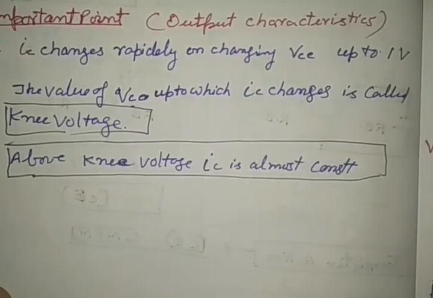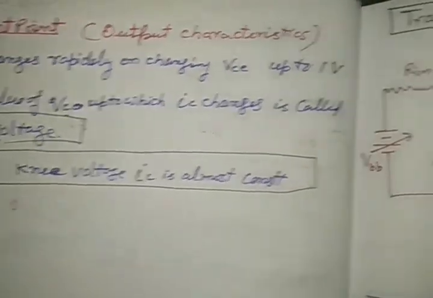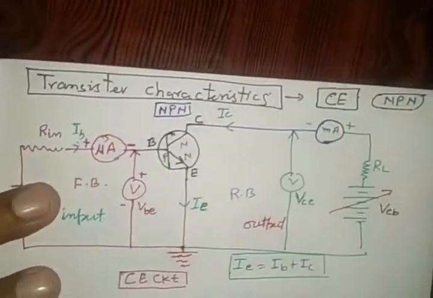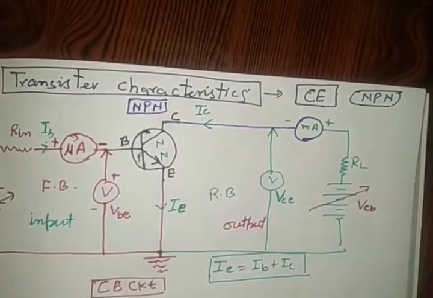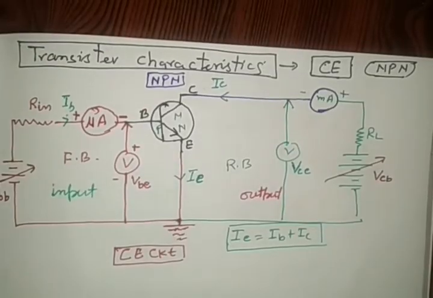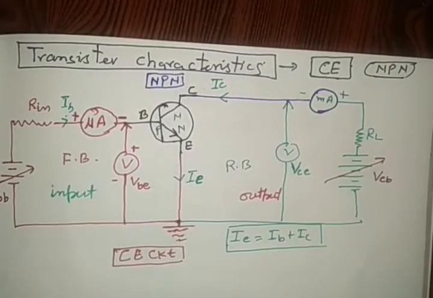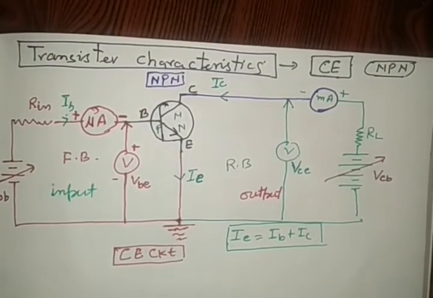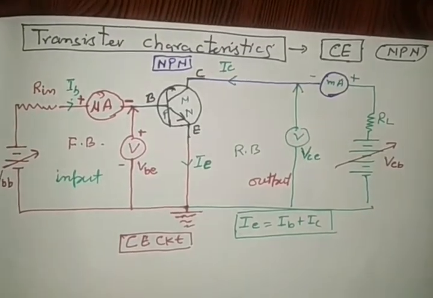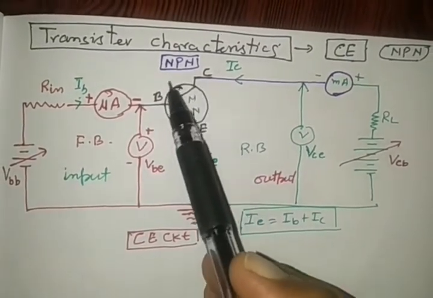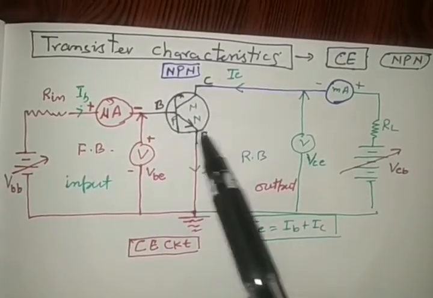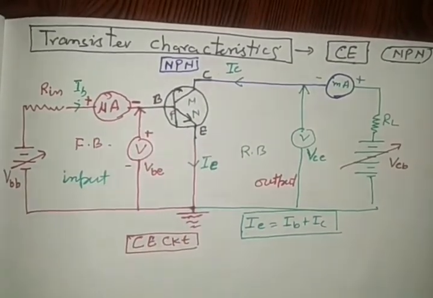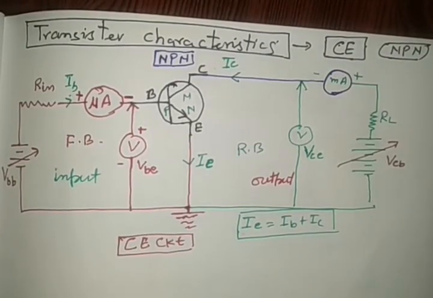This is all about the transistor characteristic under the common emitter NPN case. If we connect a PNP transistor under common emitter configuration, the explanation is the same. Only the notation of the transistor and the direction of the current change. The rest of the things are the same.